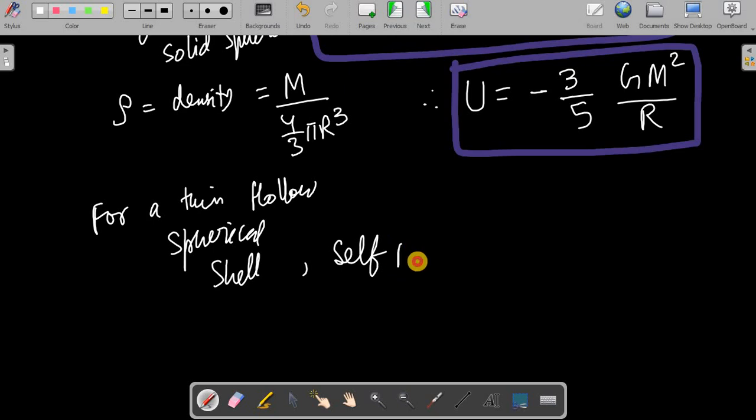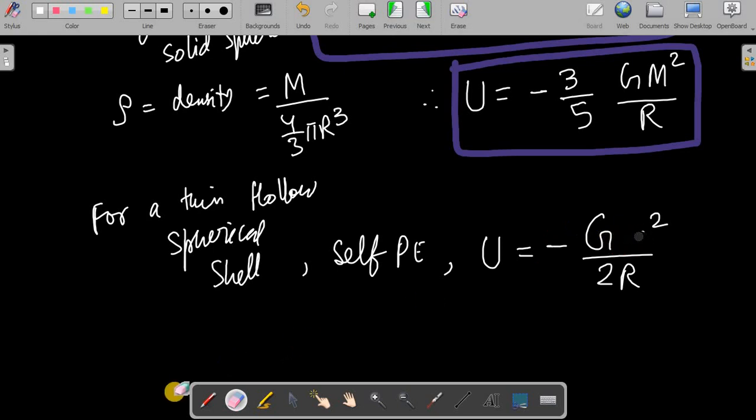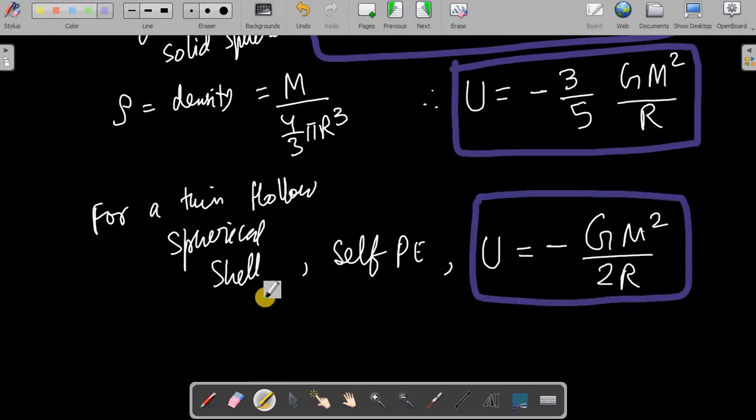self potential energy U will be minus G M square by 2R. Here M is the total mass of that hollow sphere. So this formula we can use. You can try to prove it in the same way. So in this manner we will be able to do the calculations, right? So this is one topic that we can do. Then we can go for the calculations of escape velocities.